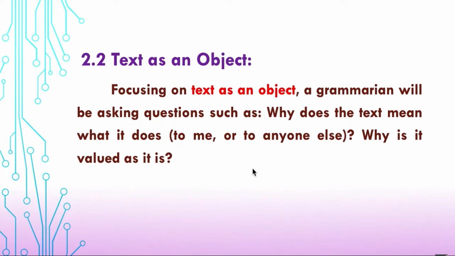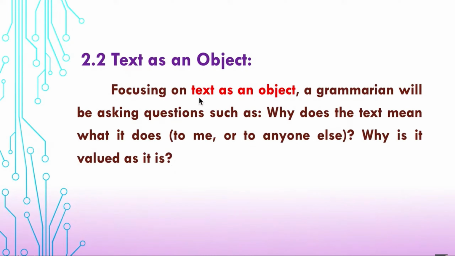As I told you, what is text as an object? Already we have understood what is text, and it has some points. Now we are going to talk about text as an object. Let me read. Focusing on text as an object, a grammarian will be asking questions such as, why does the text mean what it does to me or to anyone else?